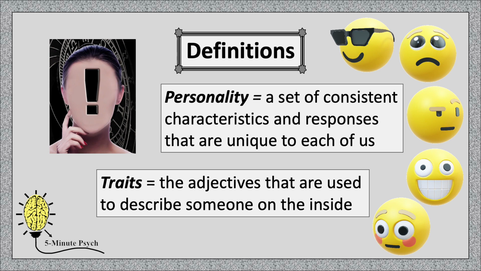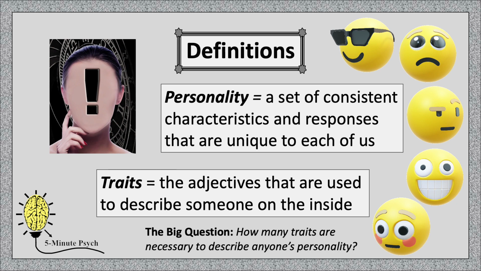The trait perspective of personality uses statistical tools that analyze the responses of thousands of participants to personality questionnaires, with the goal of identifying the minimum number of unique, independent traits that are necessary to describe anyone's personality. In other words, what adjectives and how many would we need to describe anyone we know?